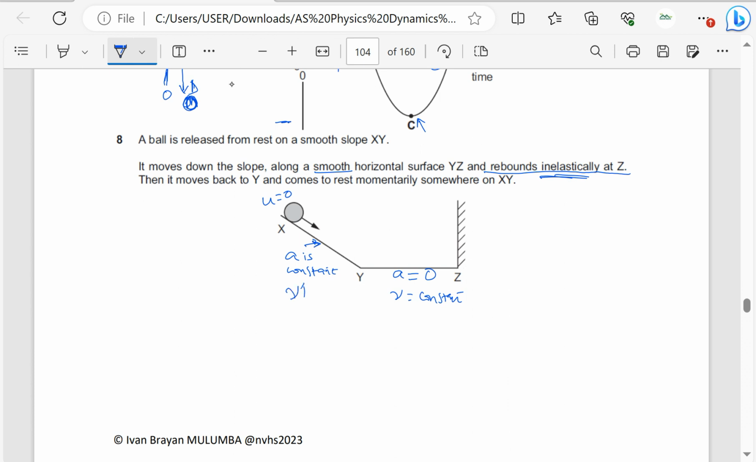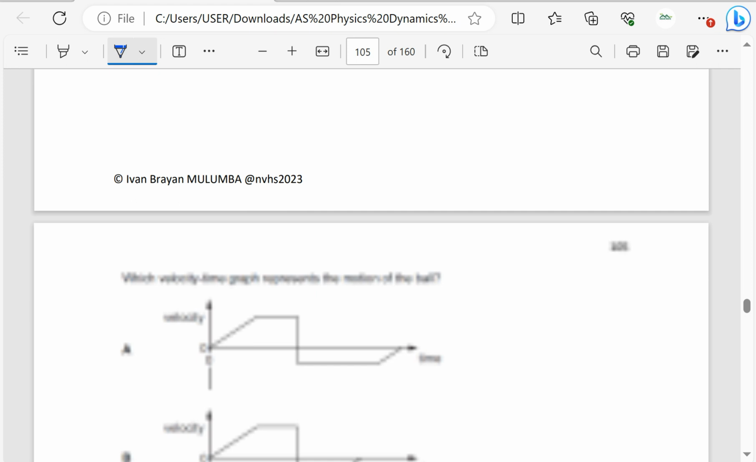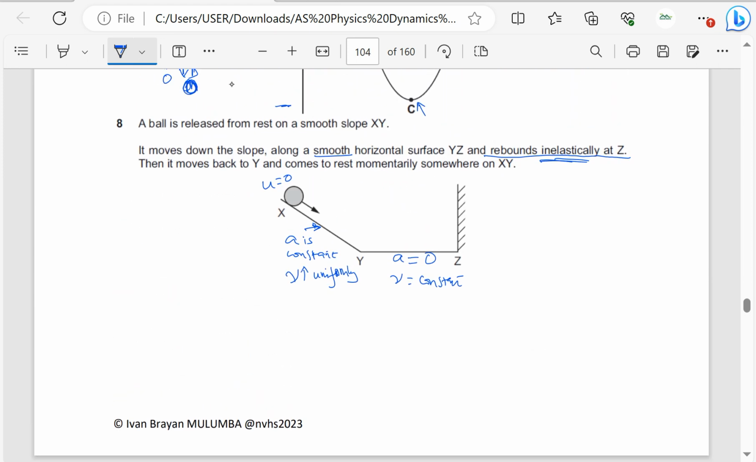V increases uniformly since the surface is smooth. Then at A, because the surface is horizontal, the speed remains constant, no speeding up, acceleration will be 0, V will be constant here. Okay, let's see now the graph. Of course, it rebounds inelastically. If it rebounds inelastically, it means V must decrease on rebounding.